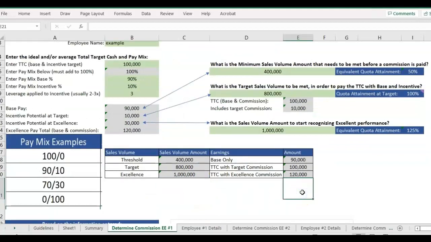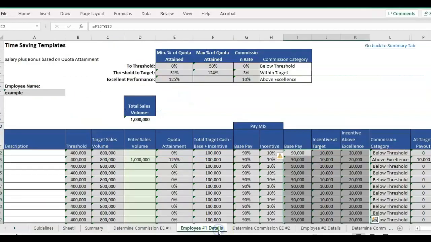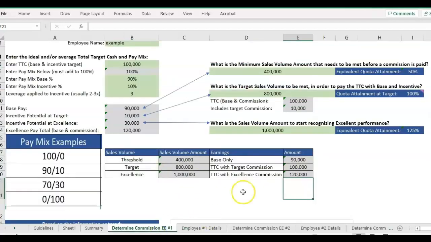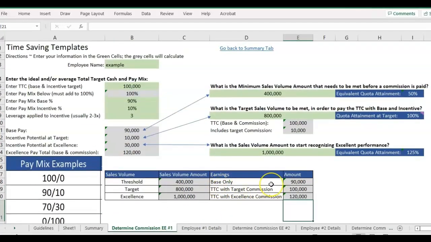This is the second video. I'll probably do one more video because I didn't really cover the actual page that we have to track the actual volumes. So this template can be used for tracking actuals or just modeling, like with this page. Oh, and let me show you one more thing, how this changes if I change the pay mix.